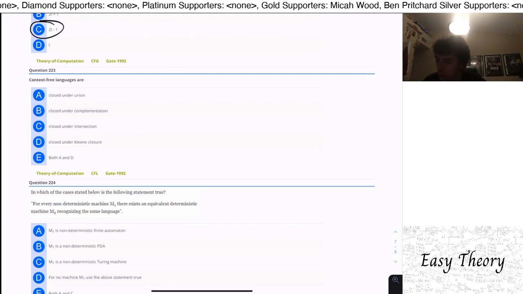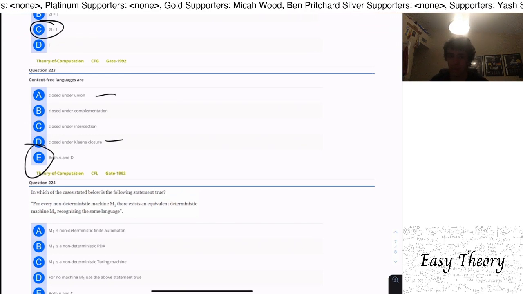Context-free languages are closed under union and Kleene closure. So that's A and D, so that's E. Hopefully I can finish this pretty soon.